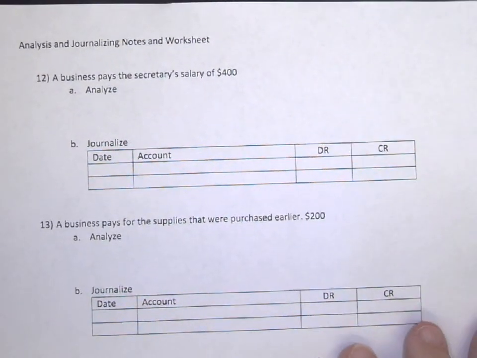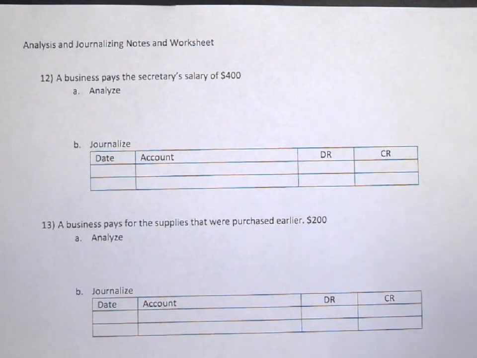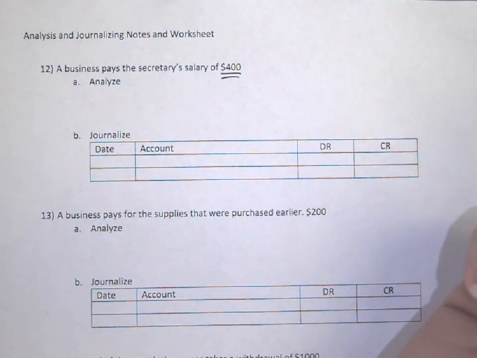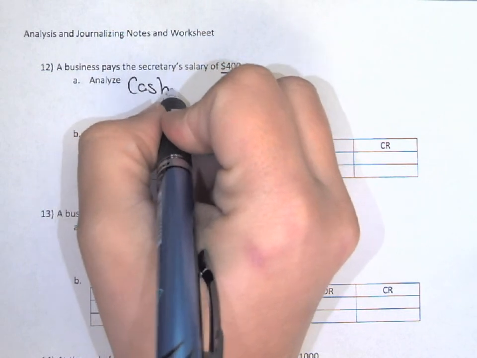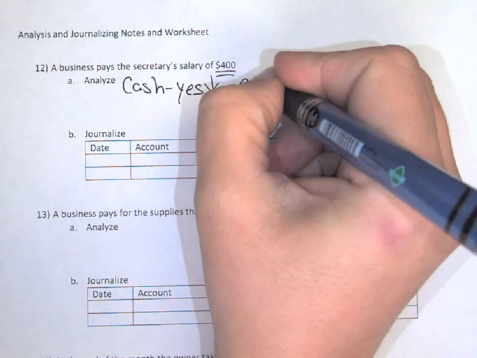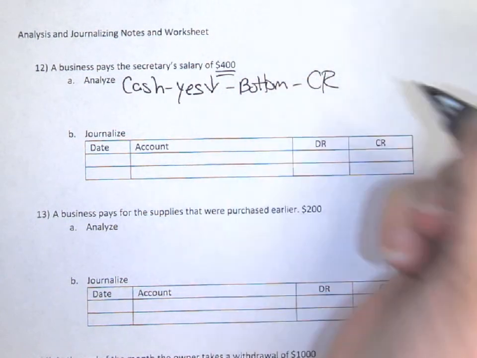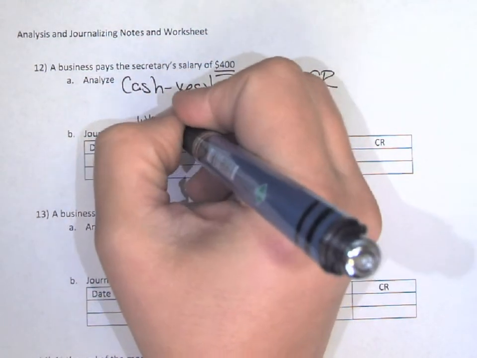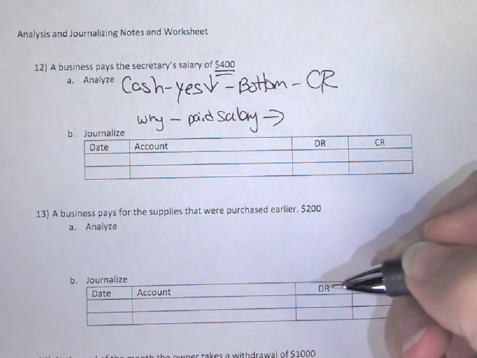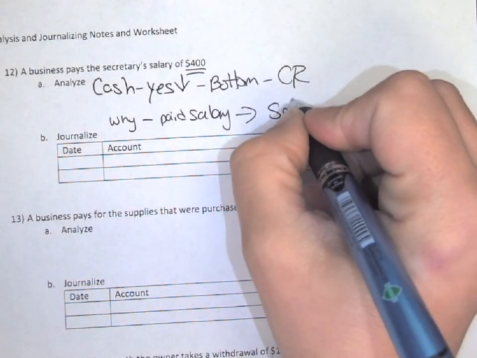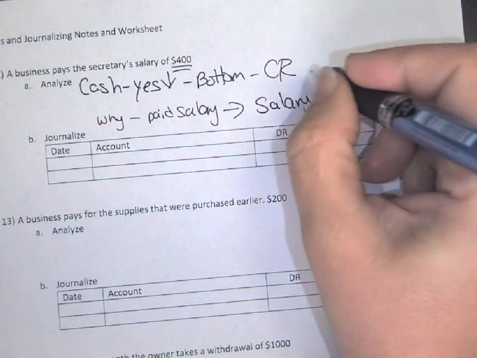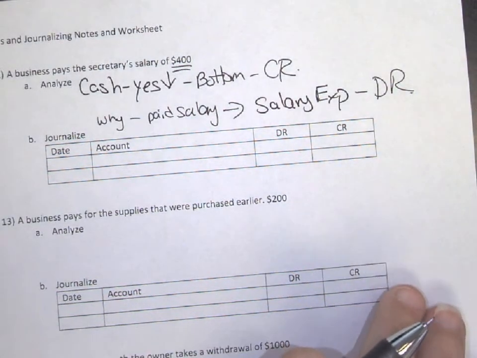Okay. Next one, a business pays the secretary's salary of $400. Well, this one is monetary. We're paying a salary, right? So what's happening here is cash. Yes, cash is involved. What's happening to it? Well, something's been paid, so it's going down, which means that's going to be on the bottom. That is the credit. Why is my cash going down? Well, I paid somebody's salary. Okay, so they've worked already. They've earned their salary. That is going to be a salary expense. If that's the credit, this has to be the debit.